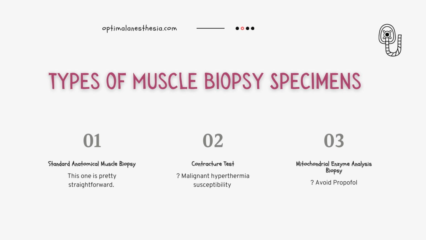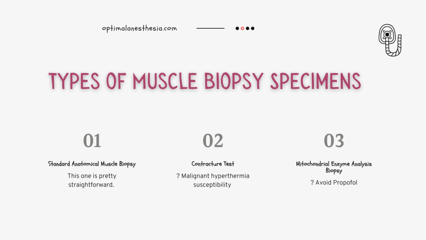First, let's talk about the types of muscle biopsy specimens. There are three main categories. 1. Standard anatomical muscle biopsy. This one is pretty straightforward. There are no specific anesthetic requirements for this type of biopsy.